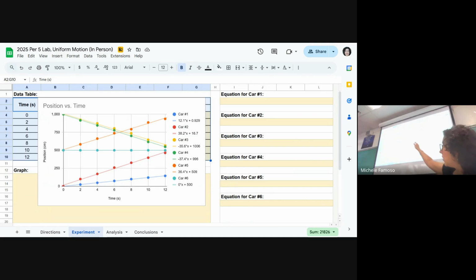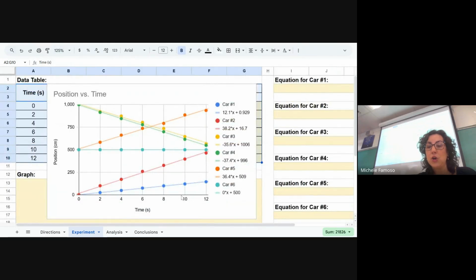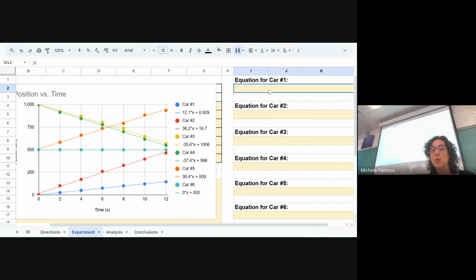Before we move the graph down into the yellow space for graph, I'm going to keep it right there. I'm going to move this up. And you'll see that on the right side of our Google Sheet, I'm asking you for the equation for each car. We're going to use the Google Sheet equations for each line to help us write this. I'm going to do the first one with you. Then I'll freeze my screen and ask you to do the other 5. Okay? So let's look at the equation for car 1.